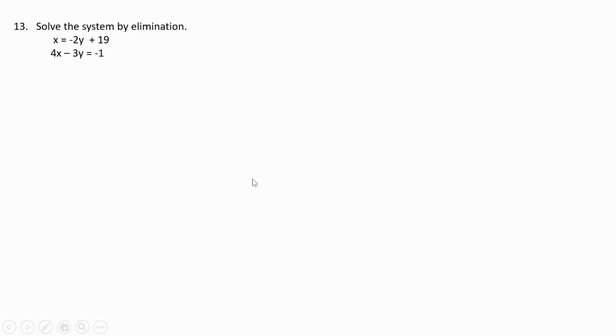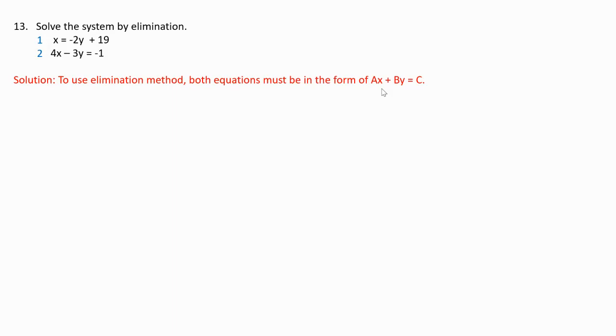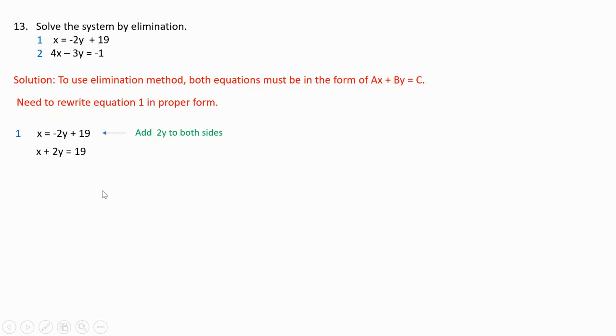Okay, now this one, they want you to solve it by using the elimination method. For this one, you have to put it in proper form, right? They both have to be in the form ax plus by equals c. Equation 1 is not in proper form. So I need to rewrite it in proper form, which means that I'm going to add 2y to both sides. So we're going to get x plus 2y equals 19. Now they're both in proper form.